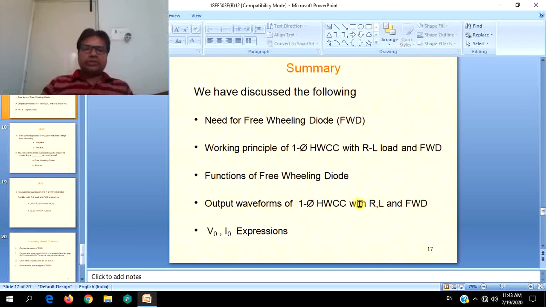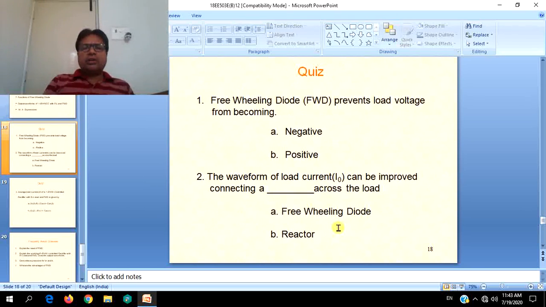So in this we have discussed the actual need behind the use of a freewheeling diode, the working principle of the single phase half wave controlled converter with RL load and freewheeling diode, functions of the freewheeling diode, output waveforms, and expressions for V0 and also I0. It is time for a quiz, simple questions which we have to compulsorily remember and understand.